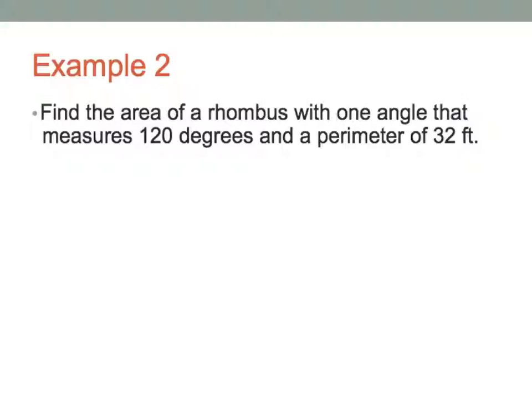Next example, find the area of a rhombus with one angle that measures 120 degrees and a perimeter of 32. Okay, and just as a note, I'm always going to write the area equals 1/2 diagonal 1, diagonal 2, and I know I'm going to have to come up with those two diagonals because the question is the area of a rhombus for us to find.